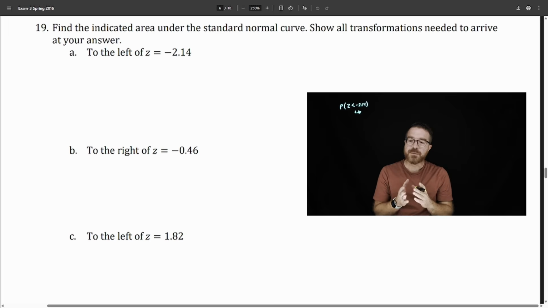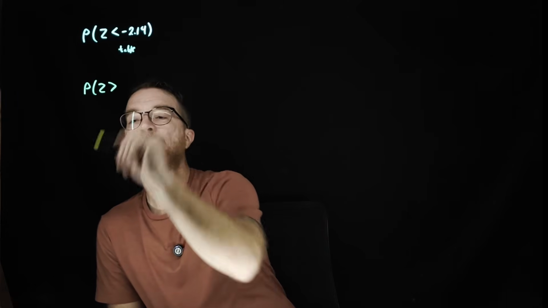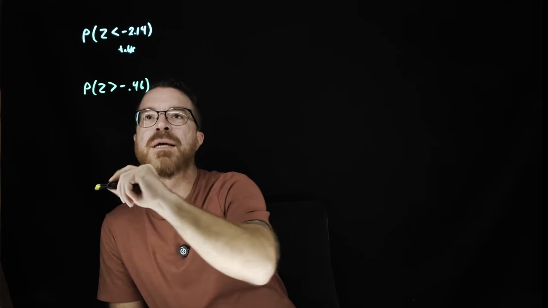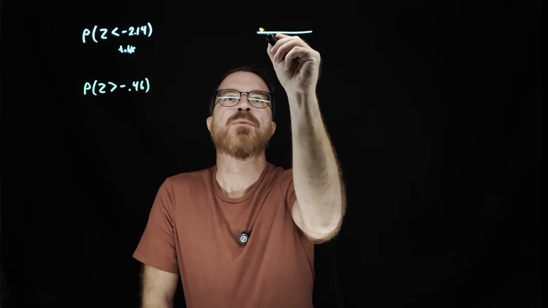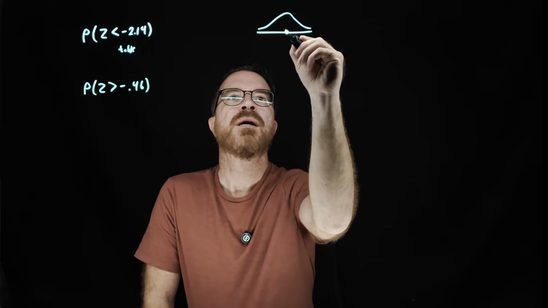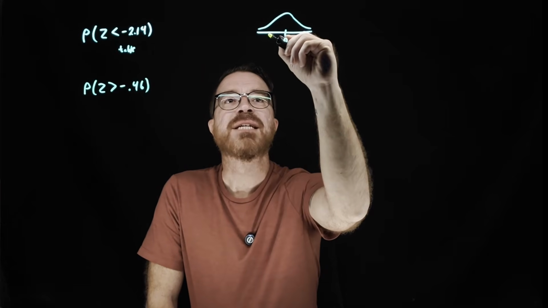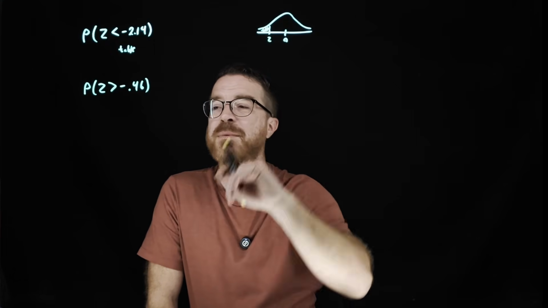B says we want to find the probability to the right of z equals negative 0.46. So we have the probability of z to the right, meaning greater than negative 0.46. Now going back to our first problem, if we were to draw this as a standard normal, centered at 0, we have a negative z value, and we're looking for a probability to the left. So this is one we can look up in a table.